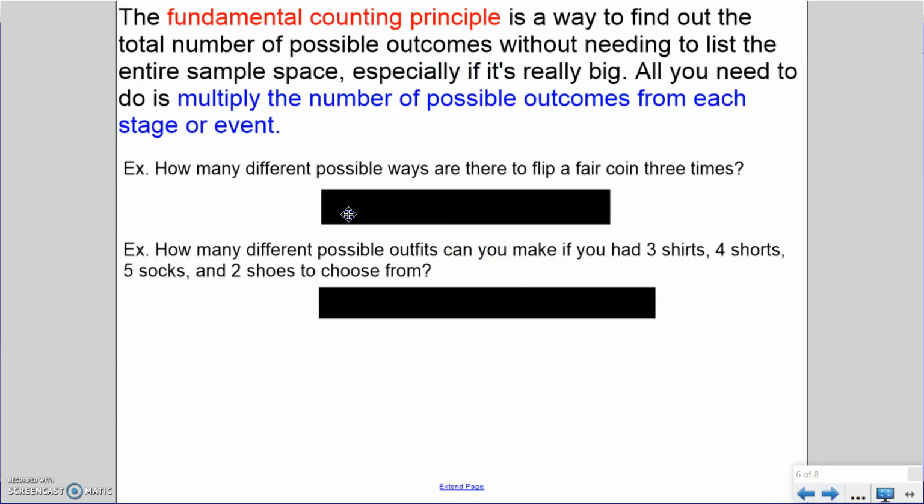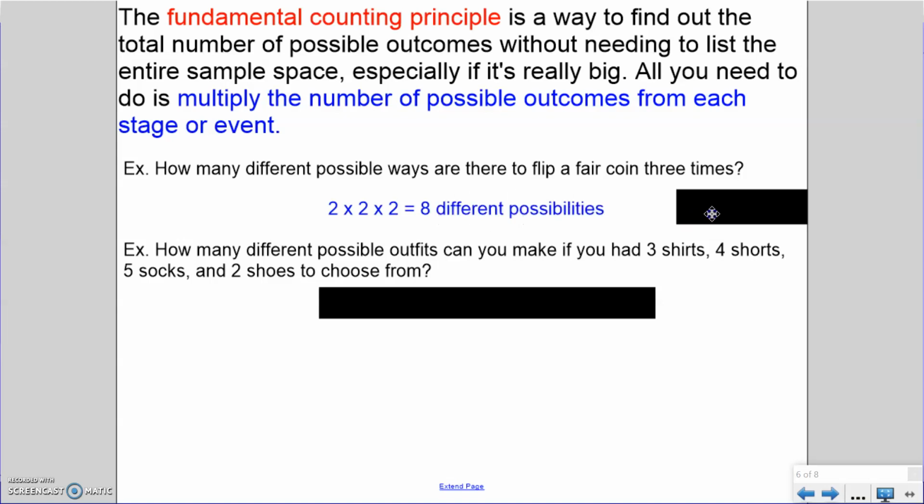So our first flip had 2 options, either heads or tails. Then we multiply the second flip, which has 2 options, heads or tails. The third flip had 2 options, heads or tails. So 2 times 2 times 2 would be 8. There's 8 different possibilities.